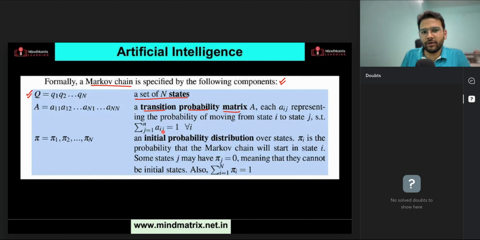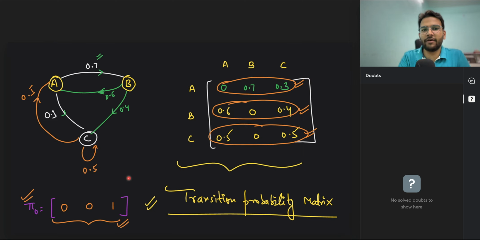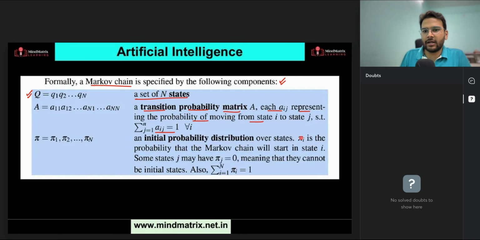And what else is mentioned over here: each Aij represents the probability of moving from state I to state J. Like in this example we have considered, the probability of moving from A to B is 0.7, clear? And it is such that the summation of Aij, where j is equal to 1 to n, will be equal to 1 for all I. That means the sum of every row will be equal to 1. I hope it is clear. Fine. So this is the second component.